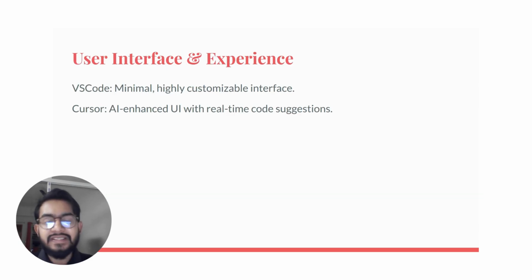So let's know some key differences between VS Code and Cursor. The first one is user interface and experience. In VS Code, you get a minimal, highly customizable interface, but on Cursor, it's an AI-enhanced UI with real-time code suggestions, which is really amazing.